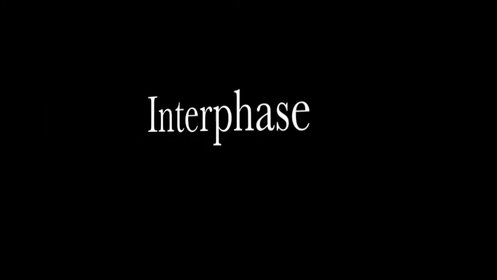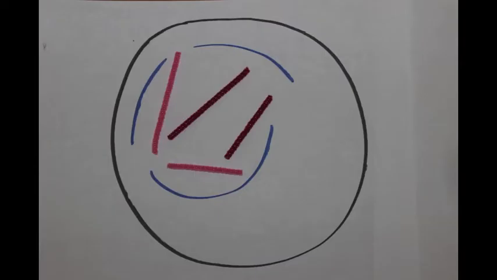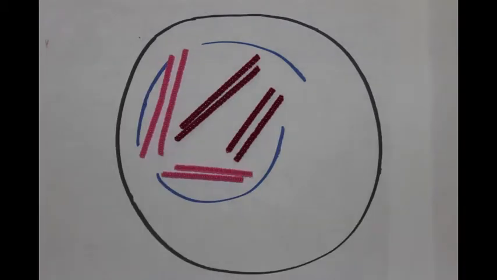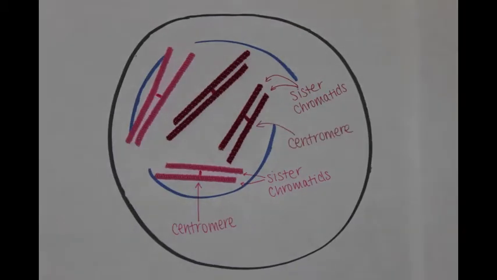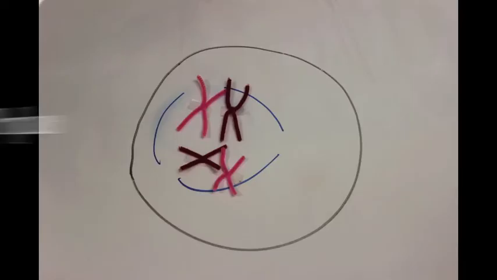First, interphase. The end of a cell's interphase stage prepares it for meiosis. In the S, or synthesis phase, chromosomes replicate through DNA replication, forming pairs of sister chromatids which are joined at the center. The physical point at which they are connected is called the centromere. This allows the first stage of meiosis to begin.